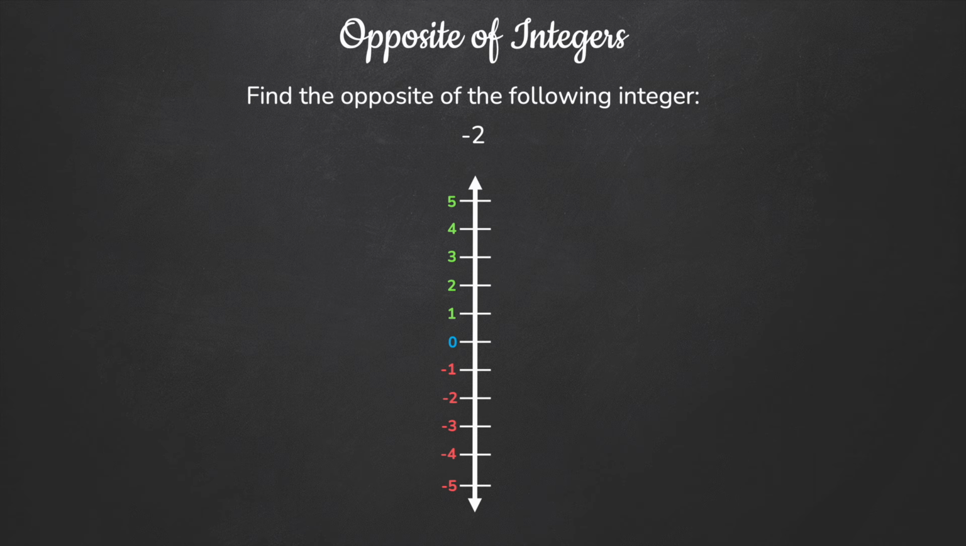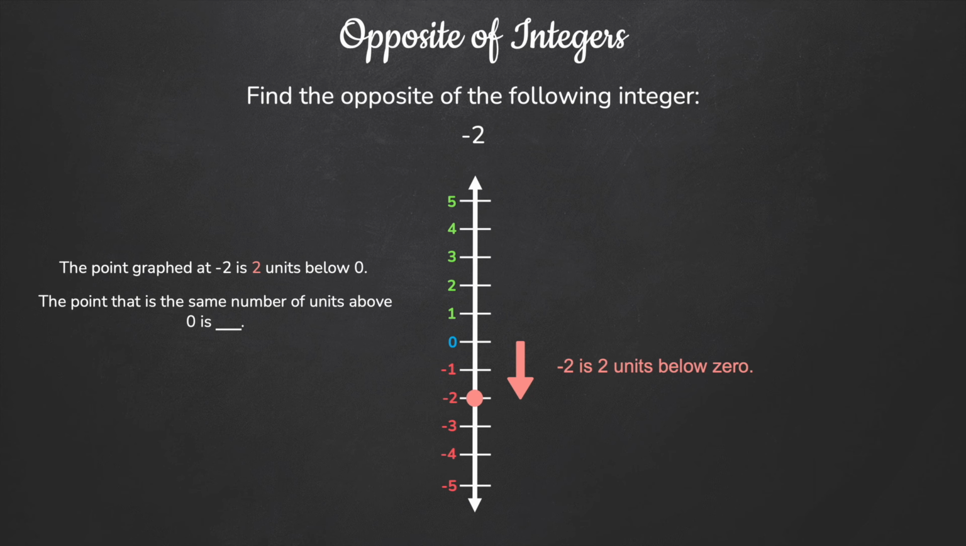Here we have our final example, which says find the opposite of the following integer, which is -2. -2 is 2 units below 0. And in order to find the opposite, we need to figure out what number is 2 units above 0.